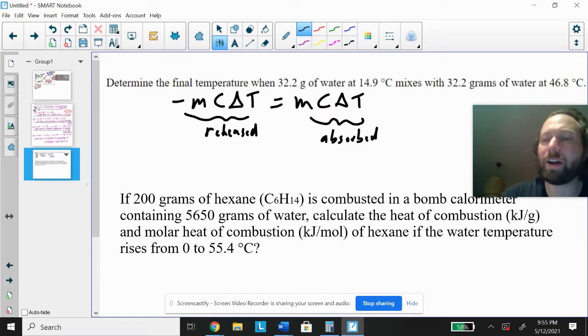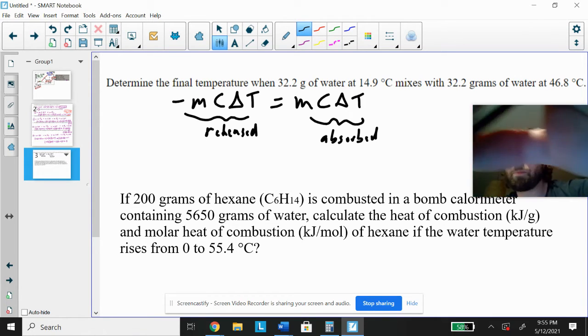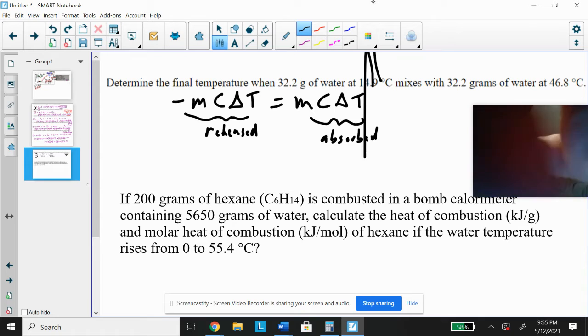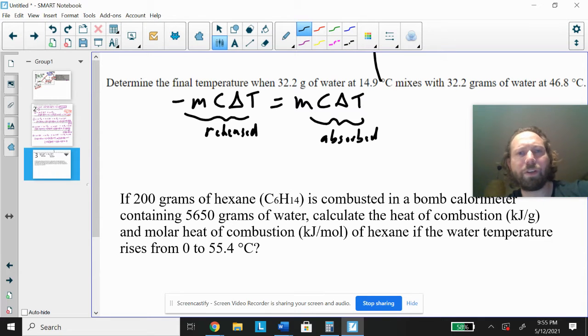So how do we figure out what is releasing and what's absorbing? Basically, if we look at our problem and we see that something is colder and something is warmer, we know that the colder thing is going to get warmer, so it's going to have to absorb heat. So all these numbers are going to be for the colder temperature substance, and all of these are going to be for the warmer, which is releasing heat, getting colder. All right, so let's fill this in.